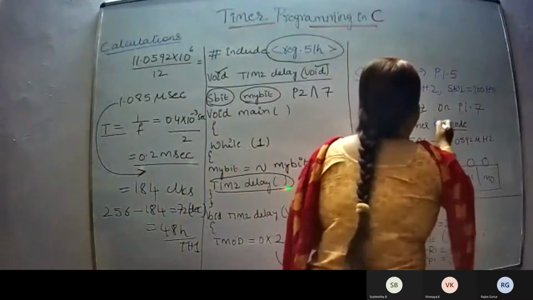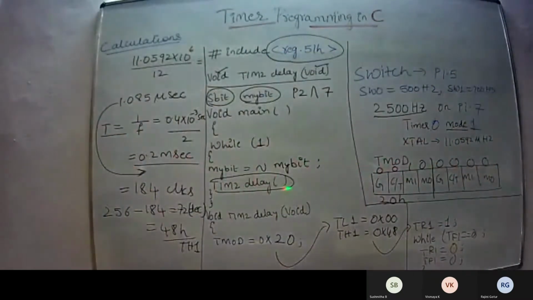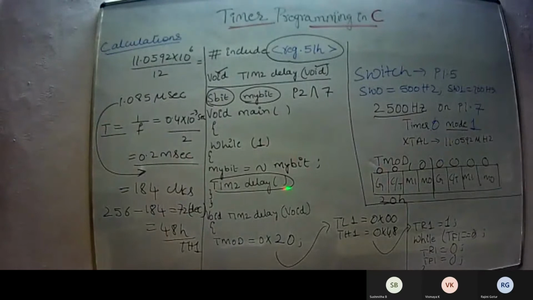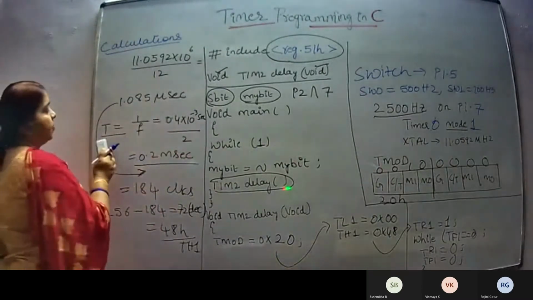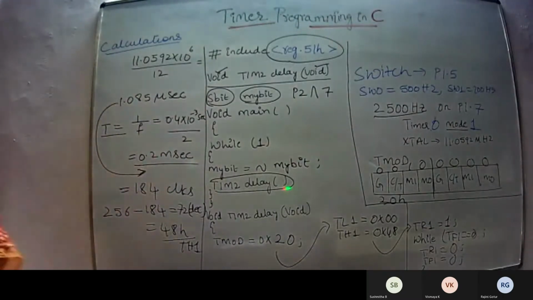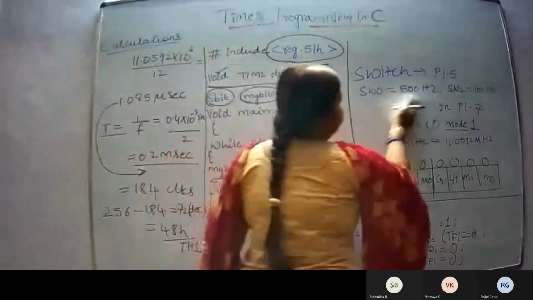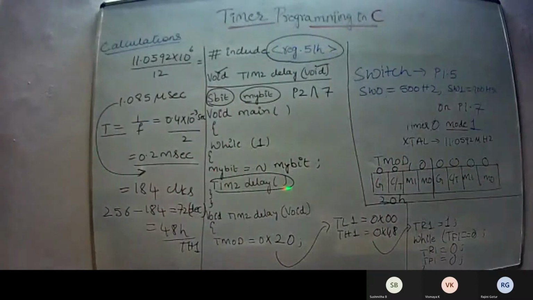Timer 0 mode 1. This is what the question has given, use timer 0 mode 1. So for the frequency, what do we have to do? The external crystal is 11.0592, so this value is correct, and the machine cycle is 1.085 microseconds. Now we have to find the time period, so take the inverse of 500 hertz. For 500 hertz, 1 divided by 500 gives 2 into 10 power minus 3.